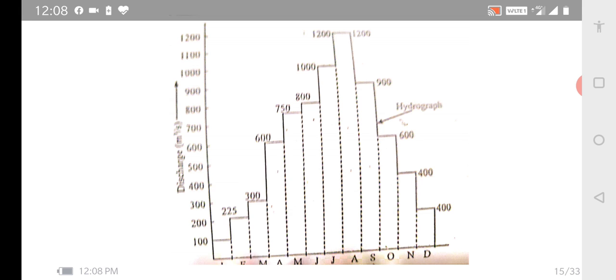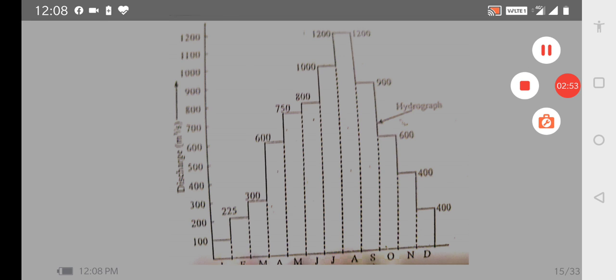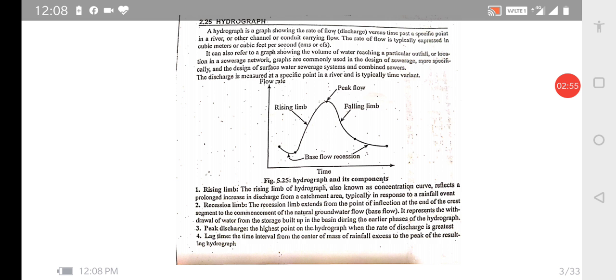The peak discharge, you can see here, is around 1200 meter cube per second. That is the highest point on the hydrograph when the rate of discharge is the highest. Okay, so this is about hydrograph. You can see the hydrograph here. The simple sketch is given. You can see the y-axis is the flow, and the x-axis is the time, and you have the rising limb, the peak flow, and the falling limb.